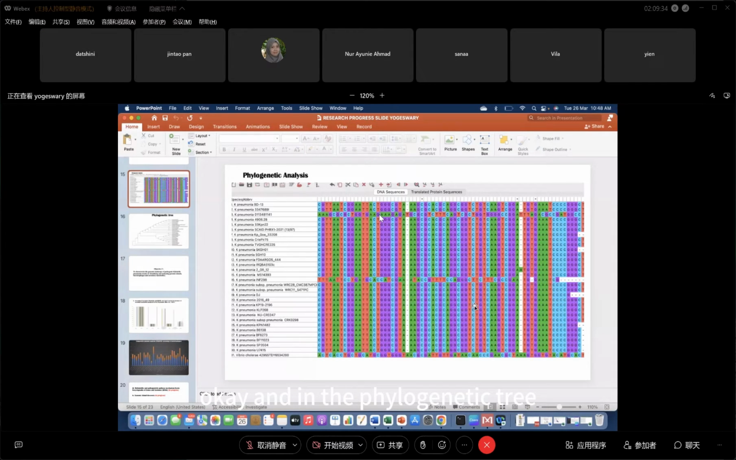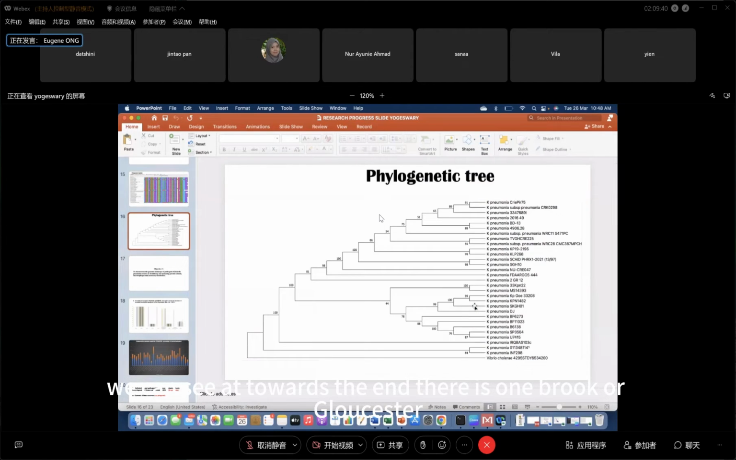Okay, and in the phylogenetic tree, we can see towards the end there is one group or cluster which is very near to Vibrio. Did you include Vibrio as a control only, or is it because Klebsiella pneumoniae is also very closely related to Vibrio cholerae? It's because Klebsiella pneumoniae is very closely related to Vibrio cholerae, doctor. It's one of the sister groups, right, doctor?